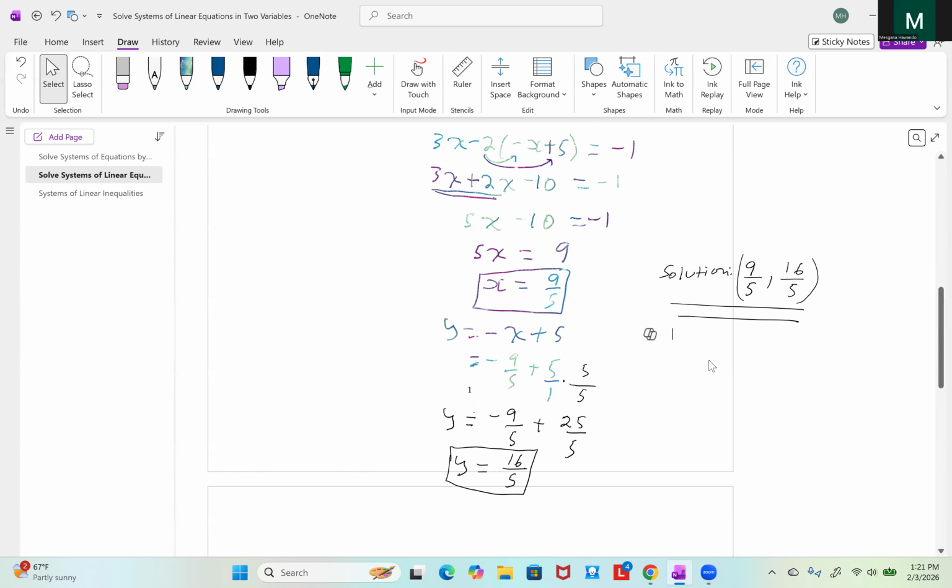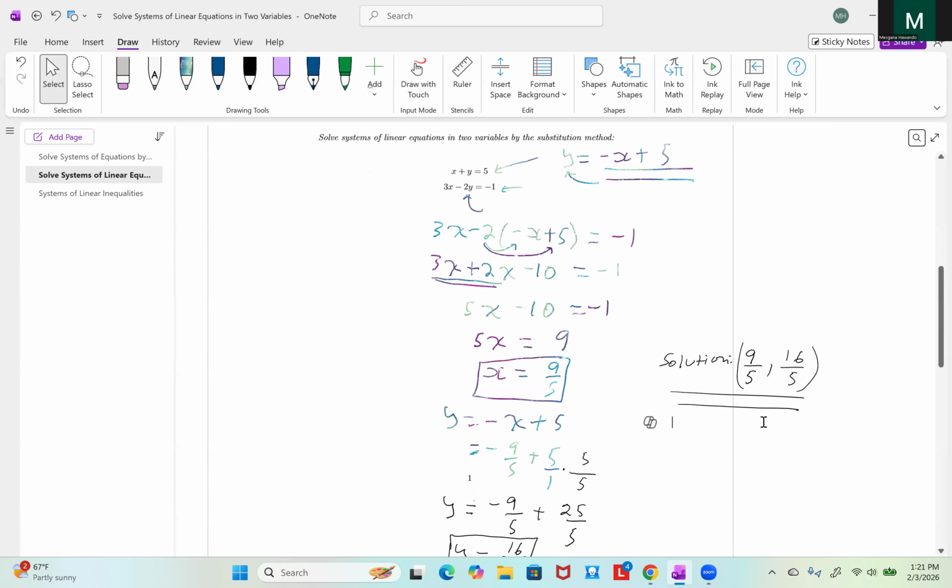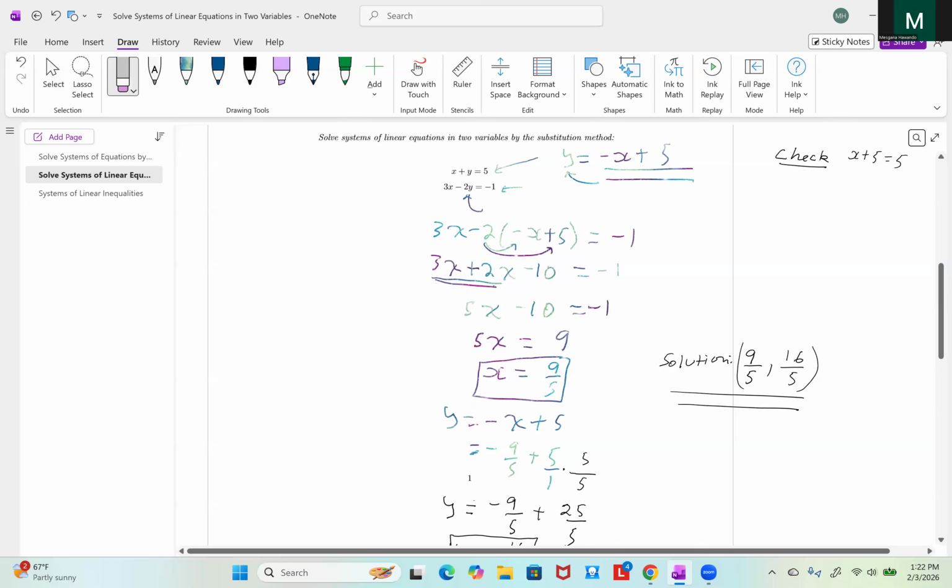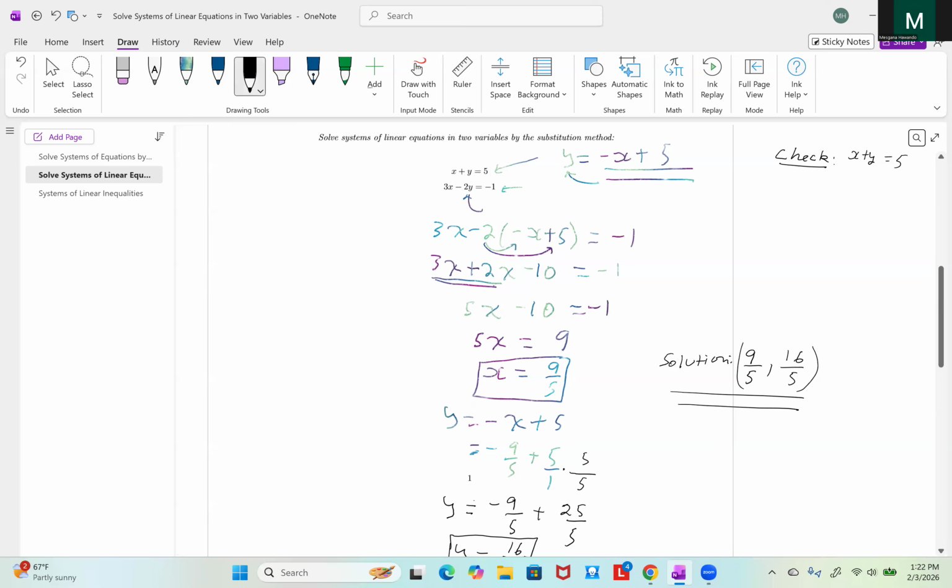So now we need to check. It's possible to make mistakes. So what we do when we check, we plug in the ordered pair 9/5, 16/5 into each equation in the system, and check if we get a true statement. So let's check for the first one here. x plus y is equal to 5.